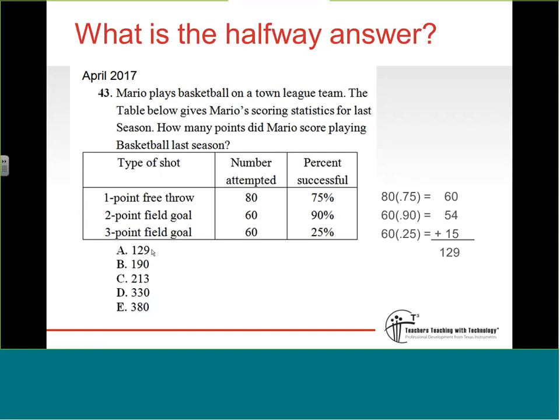Oh, they knew I was going to get that. That's not the right answer. And so the fix, again, is make sure you reread the question. If you read the question, it says how many points, not how many baskets. And so for points, these are 1 point, 2 point, and 3 points. So you've got to multiply these, 54 times 2, 15 times 3, and then add them up to get 213.